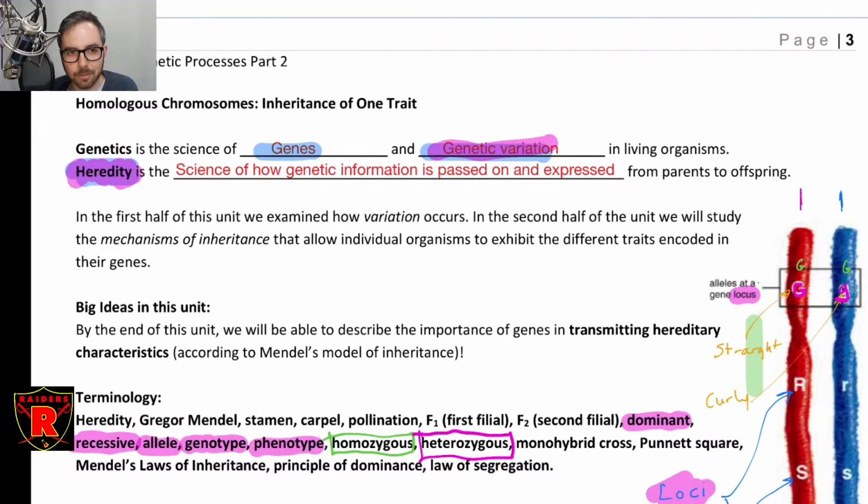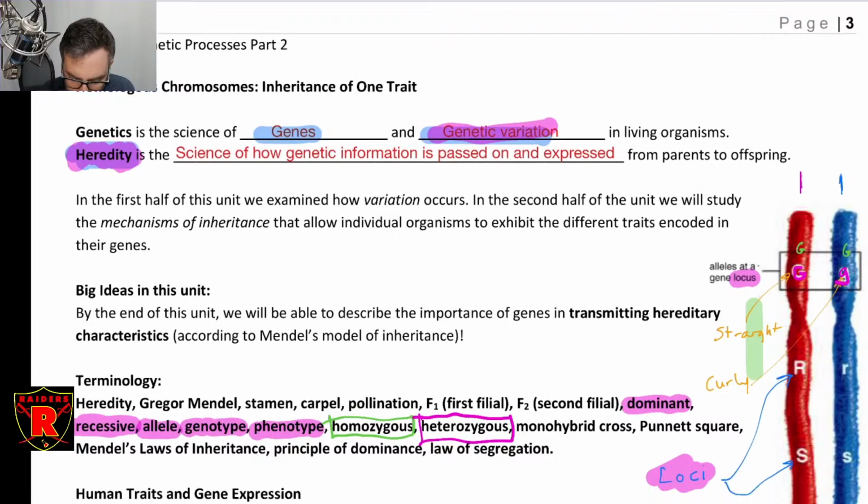What we're going to be discussing now for the second half is heredity, which is how genetic information is passed on from you to your offspring, or from a parent to offspring. And meiosis is also focused on that. That's all about how you are creating a gamete to pass your genetic information on from parent to offspring.